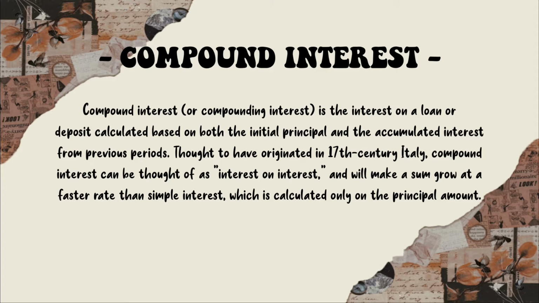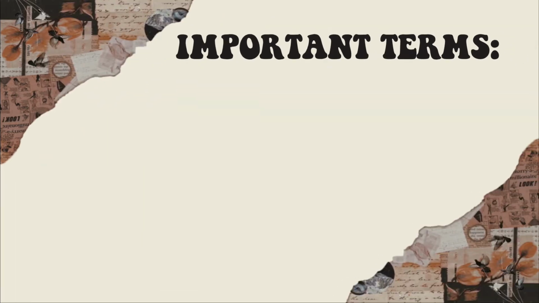Thought to have originated in the 17th century in Italy, compound interest can be thought of as interest on interest and will make a sum grow at a faster rate than the simple interest, which is calculated only on the principal amount. These are the following terms.